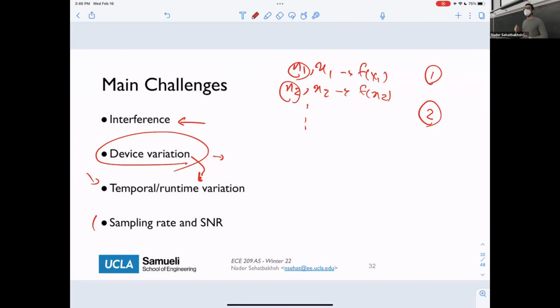And the sampling rate is also the same issue. Of course, we want to have a higher sampling rate, but higher sampling rates mean more high-end devices for the adversary, probably more cost, a more difficult or more complex measurement setup and so on and so forth, all of which can make the attack much less practical to launch.